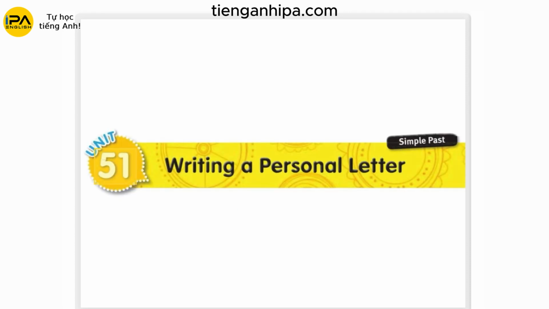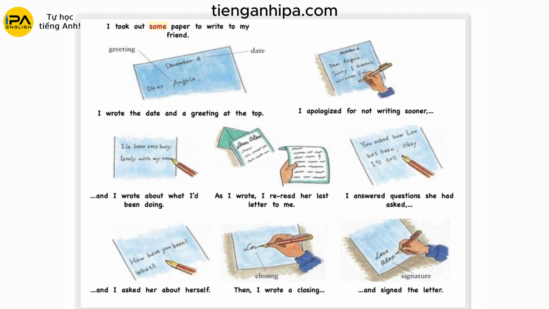Chapter 51. Writing a personal letter. I took out some paper to write to my friend. I wrote the date and a greeting at the top. I apologized for not writing sooner. And I wrote about what I'd been doing.